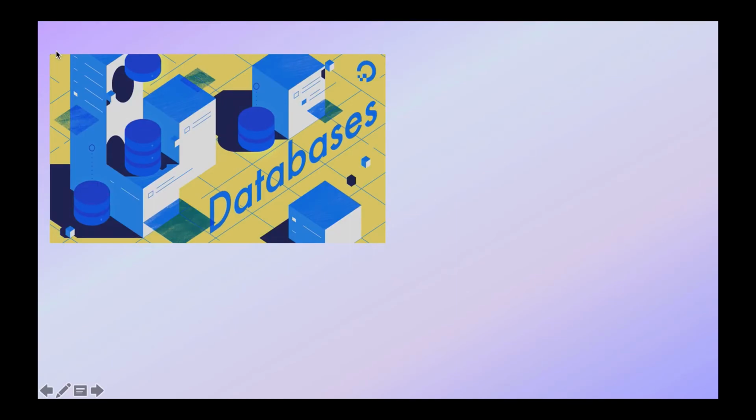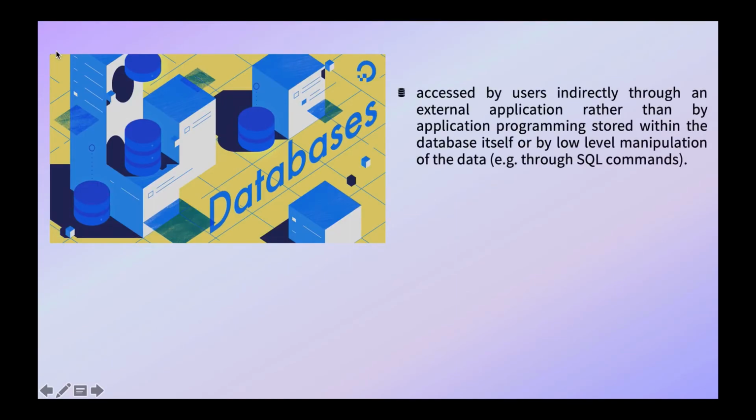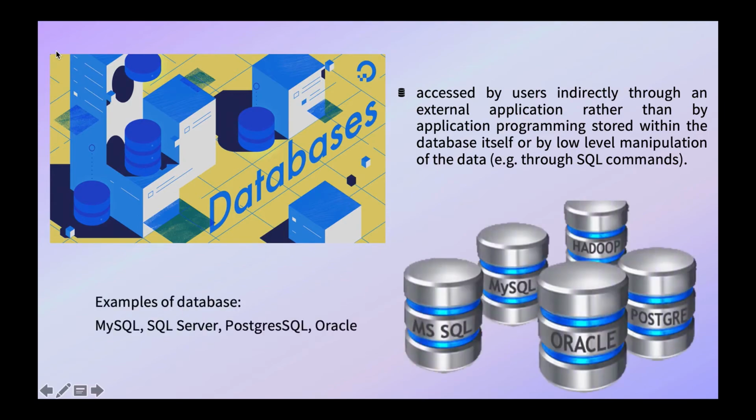Next, let's talk about databases. It is accessed by users indirectly through an external application rather than by application programming stored within the database itself or by low-level manipulation of the database through SQL commands. Here are some examples: MySQL, SQL Server, PostgreSQL, Oracle. Basically, a database would store information about the website that is important to the website.